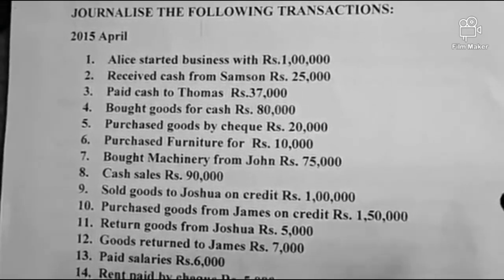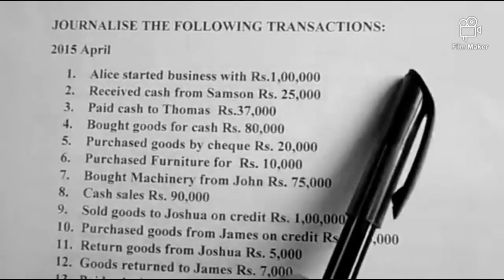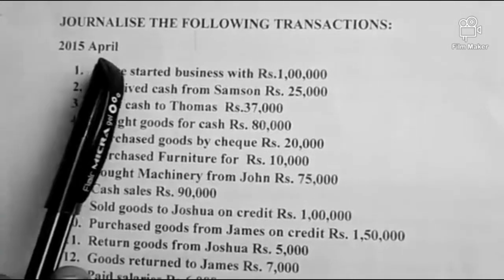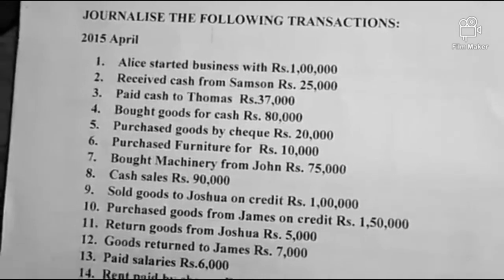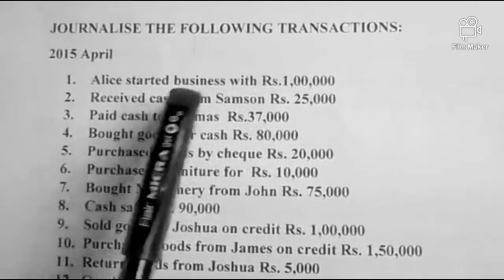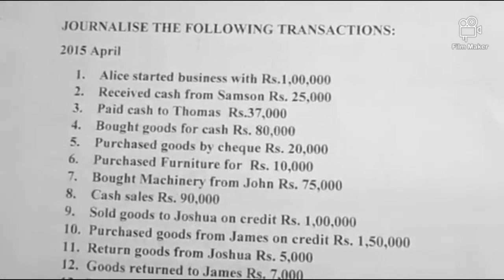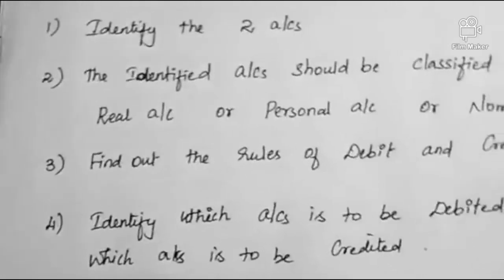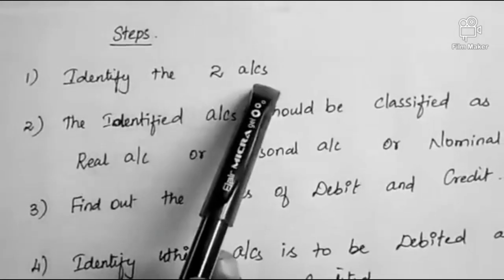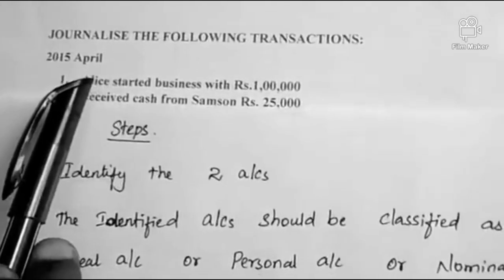Let us see the journal entry for 24 transactions. See this problem. Journalize the following transactions, 2015 April from 1st to 24th. See the first transaction. Alice started business with 1 lakh. I told you, just refer to the 4 steps.